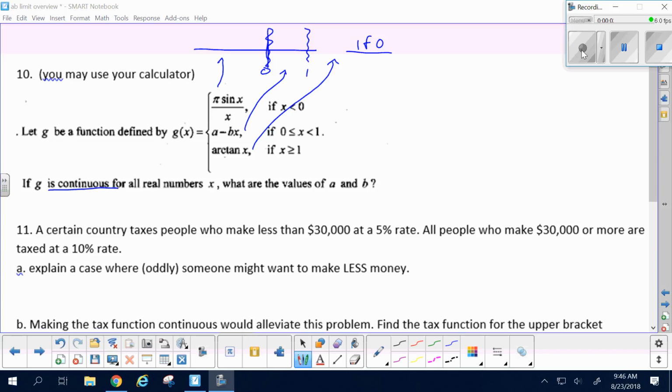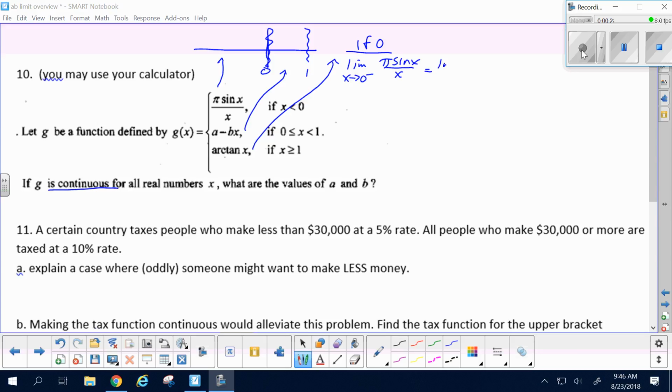All right. If it's continuous at 0, then by definition of continuity, the limit as x approaches 0 from the left, which uses which branch, which function? Shout it out, come on. The top one, pi sine of x over x. Now, if you don't know why I'm saying that, then let me know. We'll go over it. Do you understand why that function?